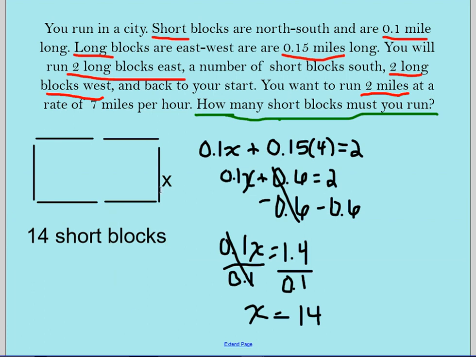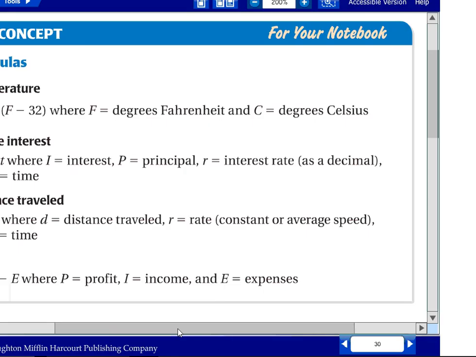Just make sure you're being aware of how you're solving the problem. In this case, there was some information we didn't need to know. We did not need to know what the rate was. Didn't matter. The last piece of information that I'm going to give you is a list of formulas that you are actually going to need for your work tomorrow.